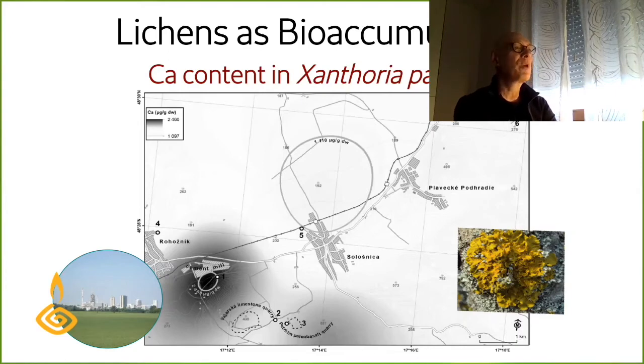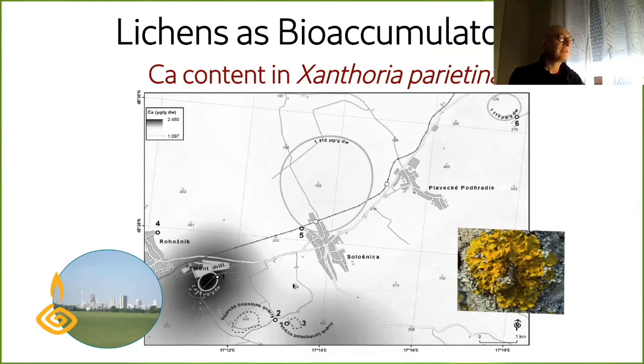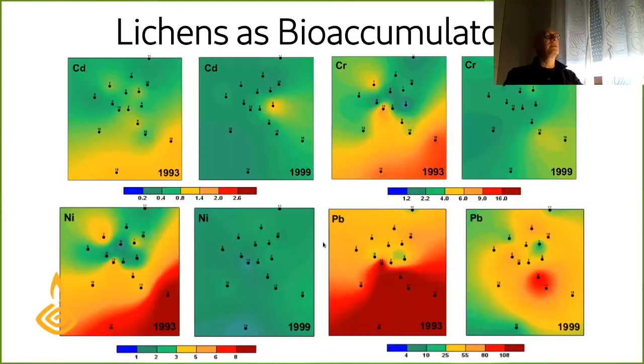In this case, we have measured and traced, you see here, the amount of calcium in this species, the lichen Xanthoria parietina, these orange lichens, which is a nice accumulator, and we have traced the impact of a cement plant in Slovakia, in this area, because it's very simple to measure the content of calcium in lichens and to check the impact of a cement plant.